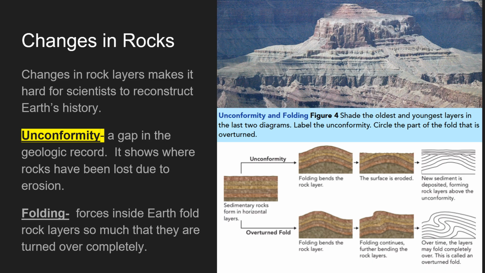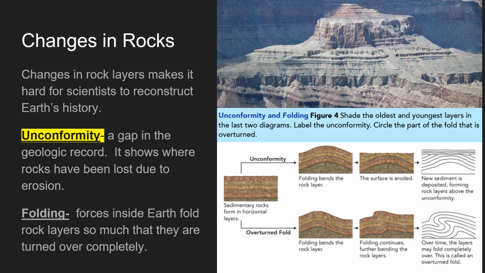Changes in rocks. So changes in rock layers make it hard for scientists to reconstruct Earth's history. Unconformity is a gap in the geologic record. It shows where rocks have been lost due to erosion. Folding is when forces inside Earth fold rock layers so much that they are turned over completely.